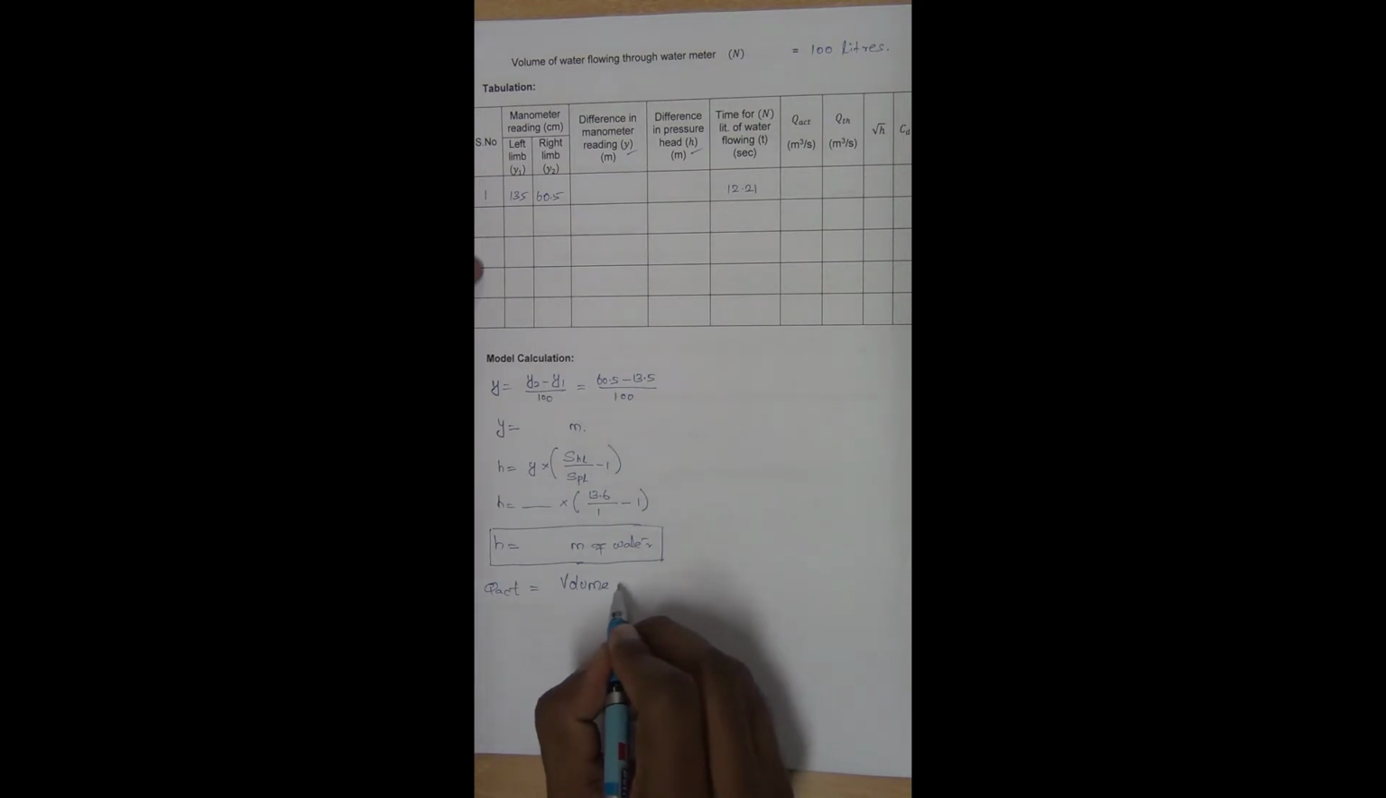Now we need to calculate Q actual. So Q actual is equal to the volume of water collected divided by time taken. As we discussed in the observation, the volume of water is 100, into 10 power minus 3 to convert liters into meter cube, divided by the time, which is 12.21. So Q actual we will get in terms of meter cube per second. So Q actual is also over.